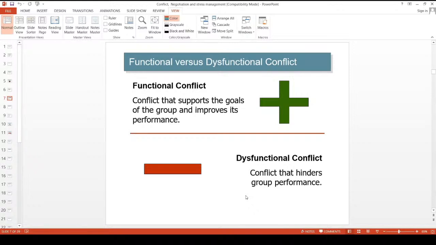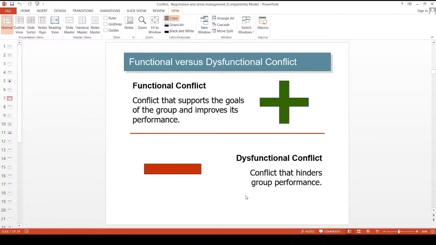Okay, as we just discussed, some conflicts may be bad for the organization and some conflicts may be very good for organizations. So not all conflicts are good. Functional or constructive forms of conflict support the goals of the group and improve its performance. Conflicts that hinder group performance are dysfunctional or destructive forms of conflict. So basically, there are two types of conflict.